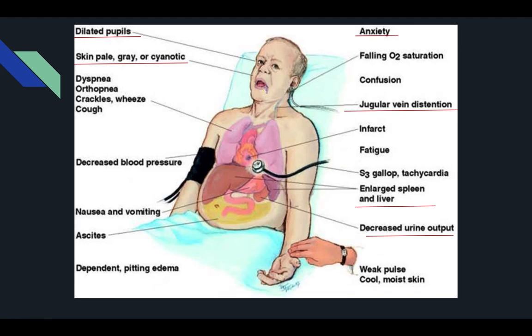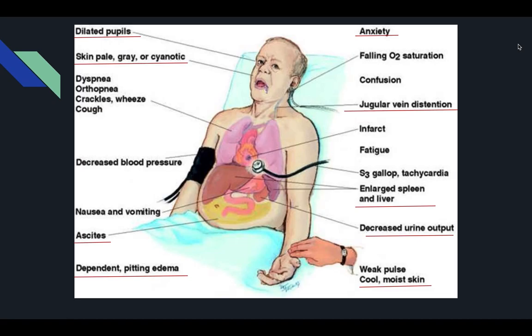During palpation of the abdomen, the nurse may feel ascites, which are a buildup of fluid in the abdominal cavity, or an enlarged spleen or liver, also due to an increase in fluid buildup or blood needing to be metabolized. When palpating the extremities, the nurse may notice cool, moist skin, pitting edema, as well as faint pulses. Next, the nurse will move on to percussion.